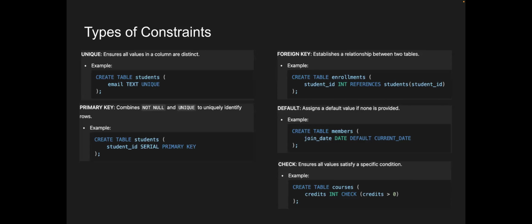Now, there is another constraint that is called default. The default is going to help you to create a default value in one column. So if you do not pass a value in that column, it's going to grab the default value and it's going to be filled that way. And the last constraint that I'm going to be explaining is the constraint check. This constraint is going to help you to check a condition. So for example, a course here cannot have credits less than 0, okay? And this is a check constraint.